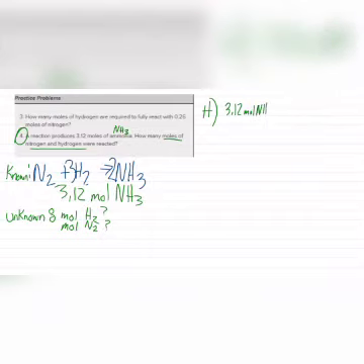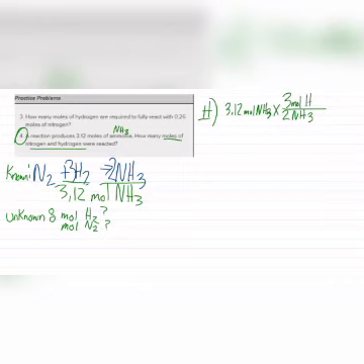So we're going to take the 3.12 moles of NH3, and we're going to multiply that by a mole ratio. Now when we look at the equation for this reaction, we see that there is a 1:3 ratio of nitrogen and hydrogen to the 2 moles of ammonia. We're going to put ammonia on the bottom because that's what we want to cancel out. And since we're looking for hydrogen, we're going to put 3 moles of hydrogen on top of our ratio.